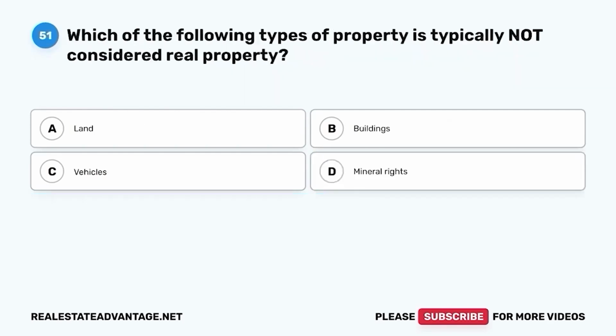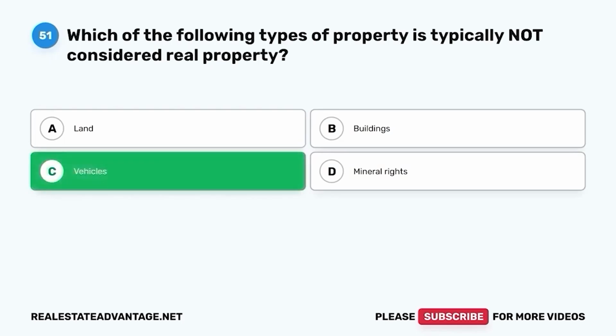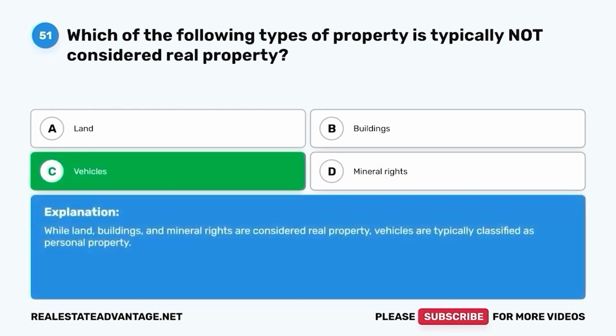Question 51. Which of the following types of property is typically not considered real property? A. Land. B. Buildings. C. Vehicles. D. Mineral rights. The correct answer is C, vehicles. While land, buildings, and mineral rights are considered real property, vehicles are typically classified as personal property.